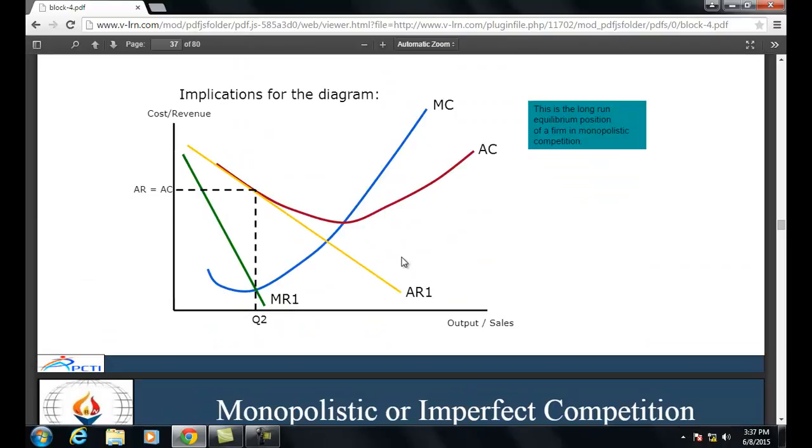This is the long run equilibrium position of a firm in monopolistic competition, in which the firm makes normal profit in the long run. Here we have AR1, then MR1, and this is AC, and this is MC, in which AR equals AC. That means average revenue is always equal to average cost in monopolistic competition in the long run.